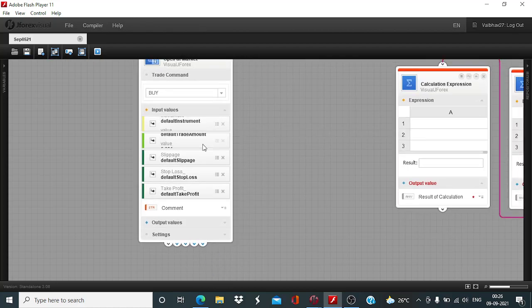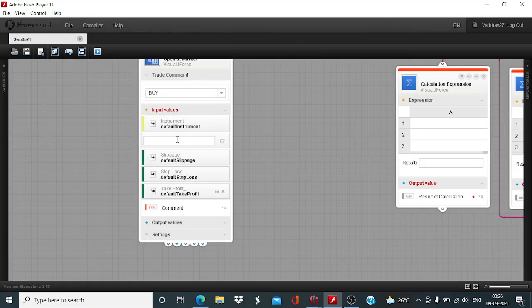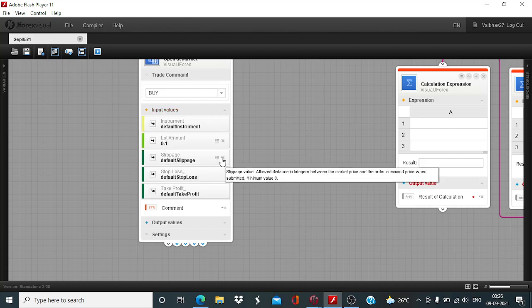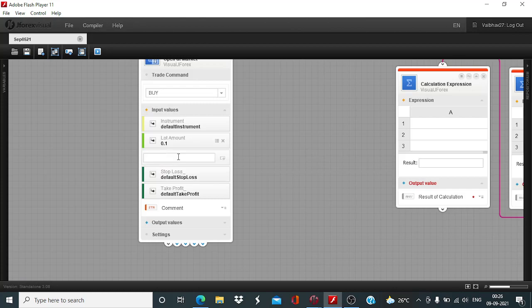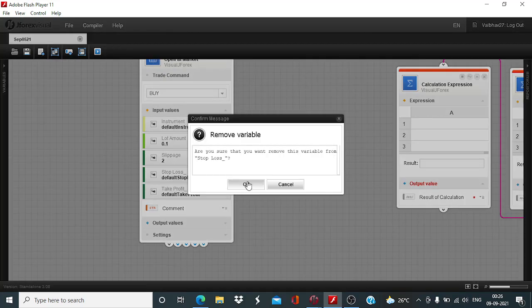Default instrument remains as it is. Trade amount is going to be changed to 0.1 million. Slippage is going to be 2 pips. Stop loss and target price is going to be dynamic.